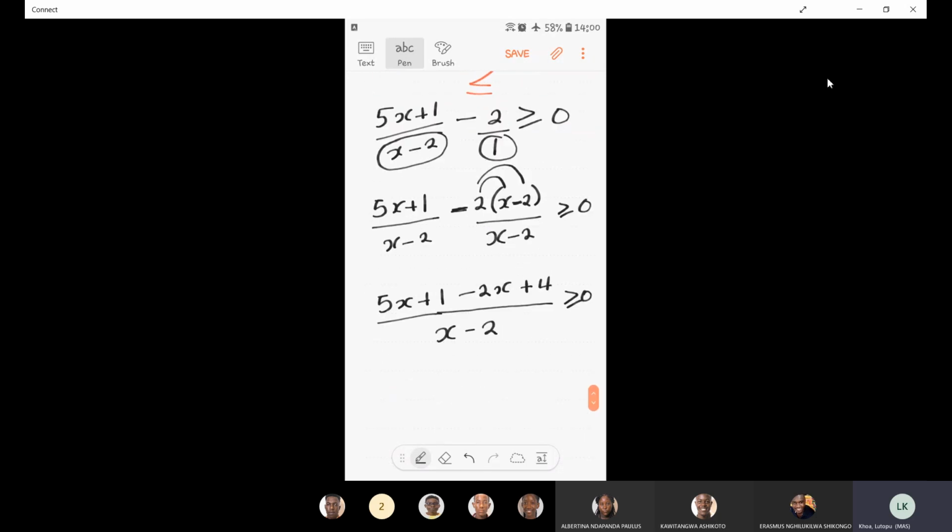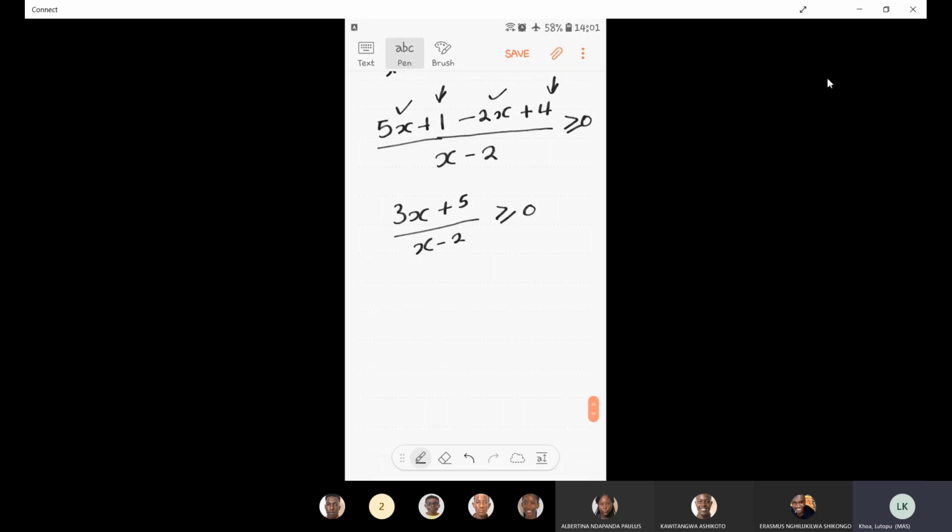Then you combine your like terms, 5x and minus 2x. This gives me 3x. And then 1 and 4. This gives me 5. And then I have x minus 2. So (3x + 5)/(x - 2) is greater than or equal to 0.